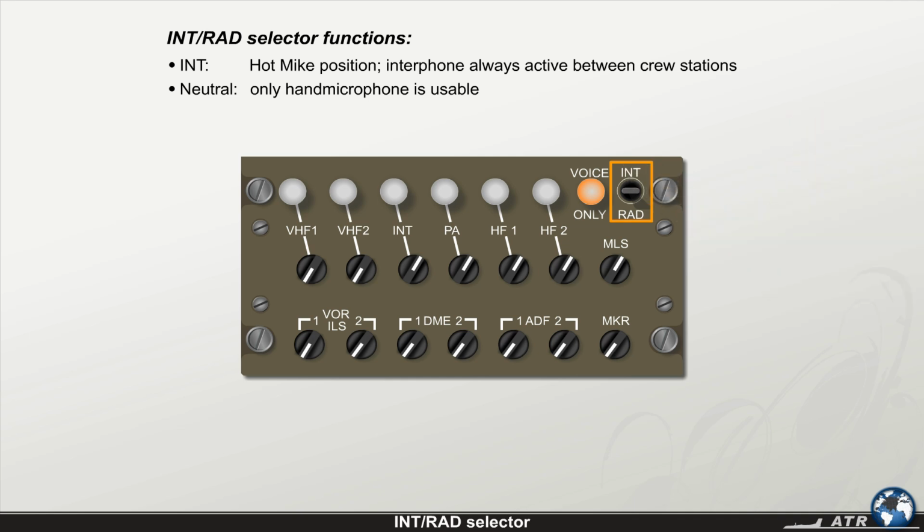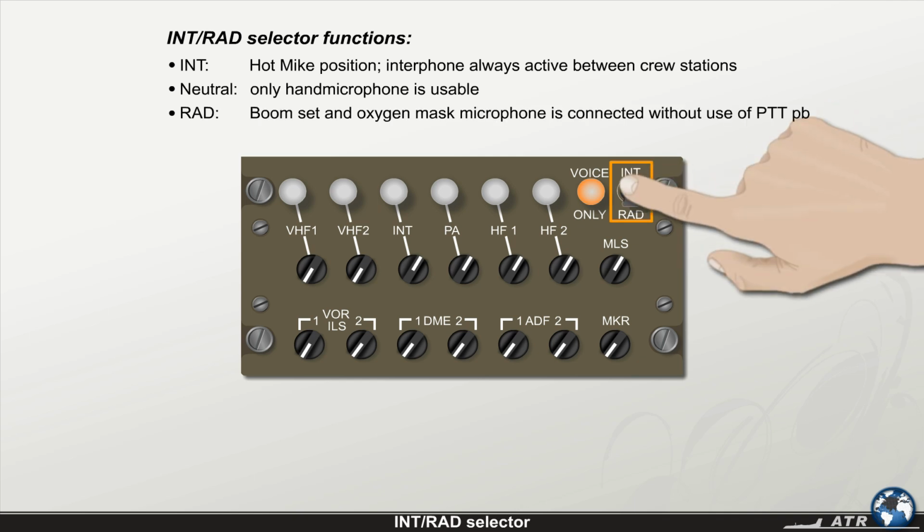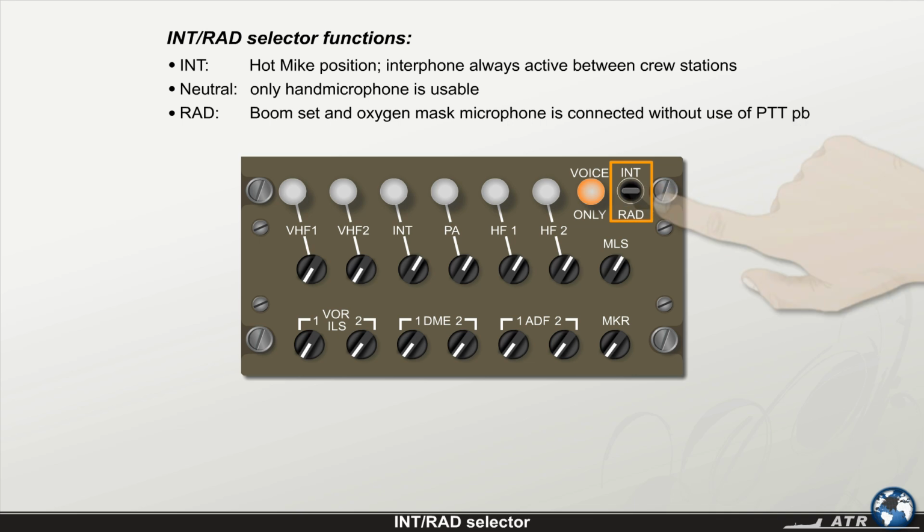Neutral. In this position, only the hand mic is usable, provided a transmission key is selected. Radio. This is a spring-loaded position where the boom set and oxygen mask microphones are connected for transmission without use of the PTT push button. To transmit, it is necessary to manually keep the selector in the radio position, and once the selector is released, it automatically returns to neutral.